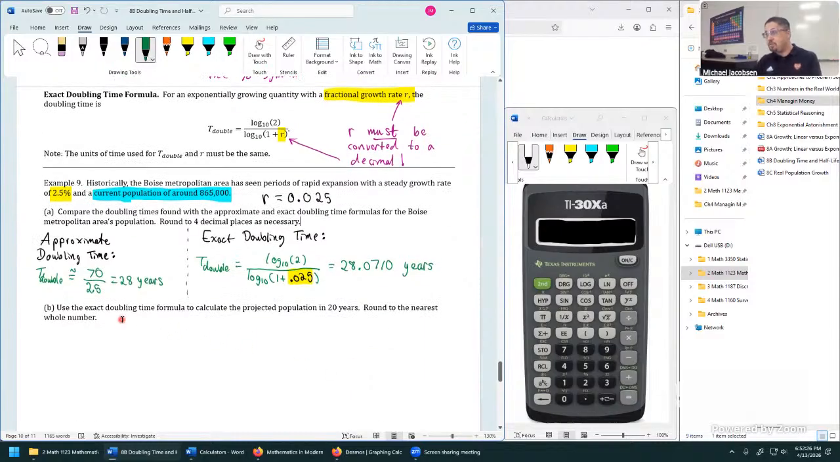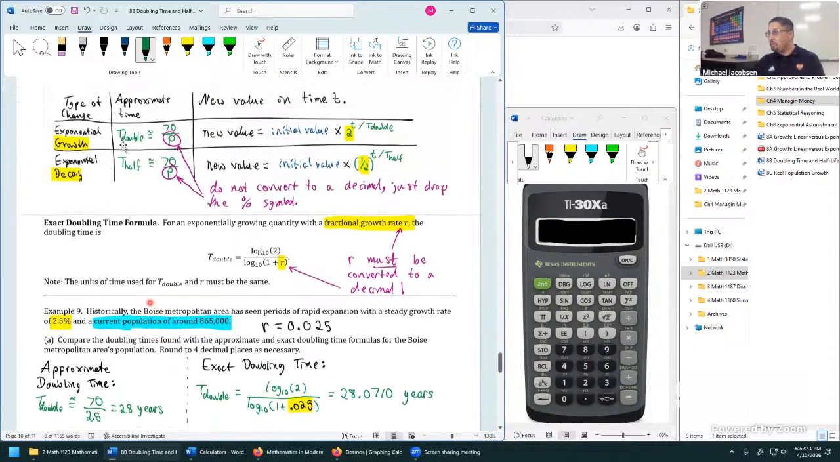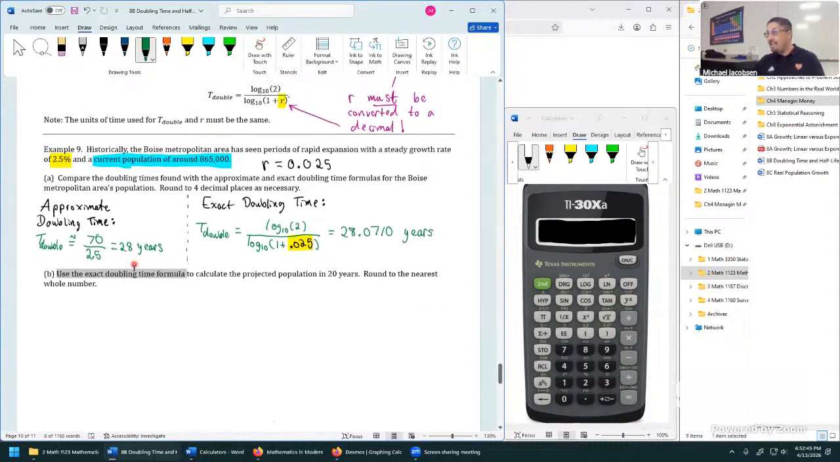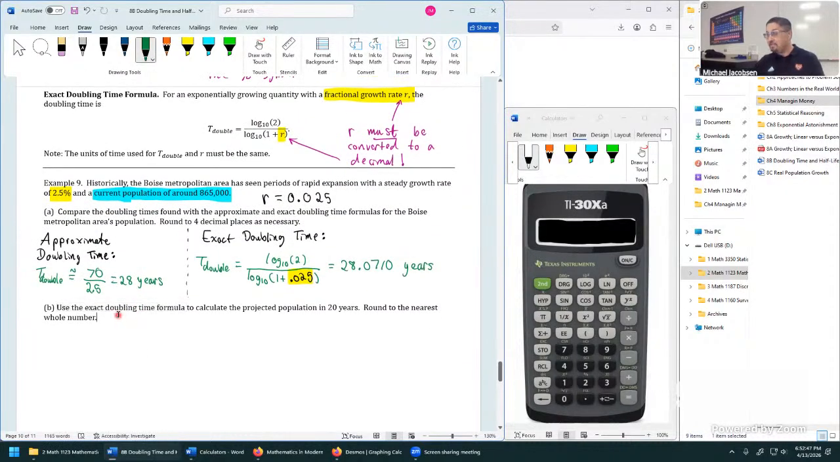It says, use the exact doubling time formula. And when I write the problems, I'm going to try to always be really specific, whether it's going to be the approximate doubling time or the exact doubling time. In the problems, I'll try to bake that into the answer so we know which one we're using, because now we have 2 different approaches, which can be kind of hectic for the wording of the problems. So using the exact doubling time formula, calculate the projected population in 20 years.